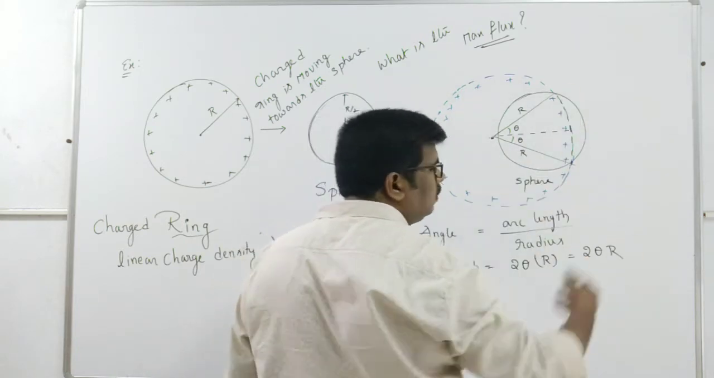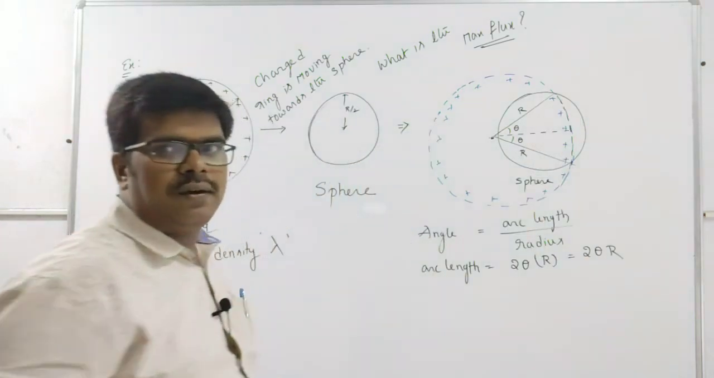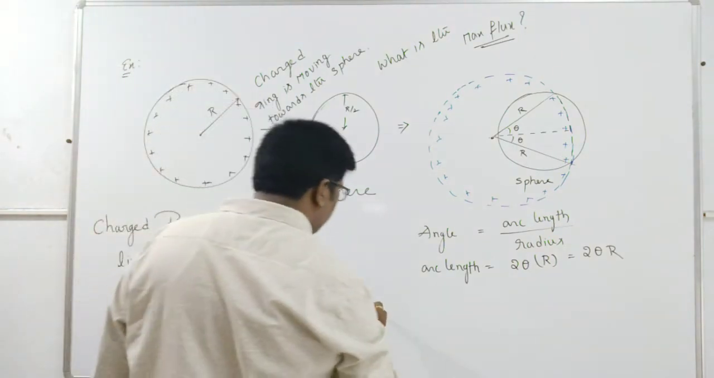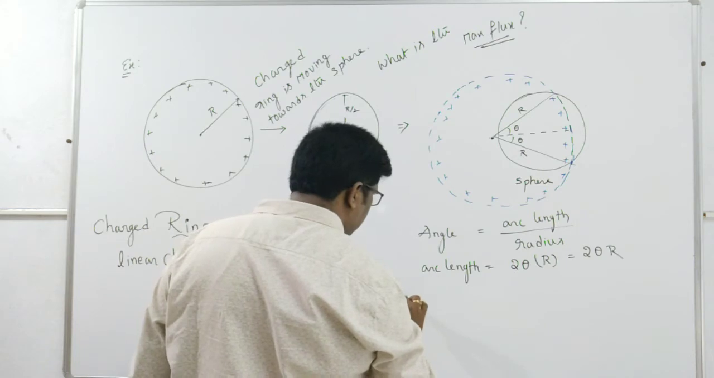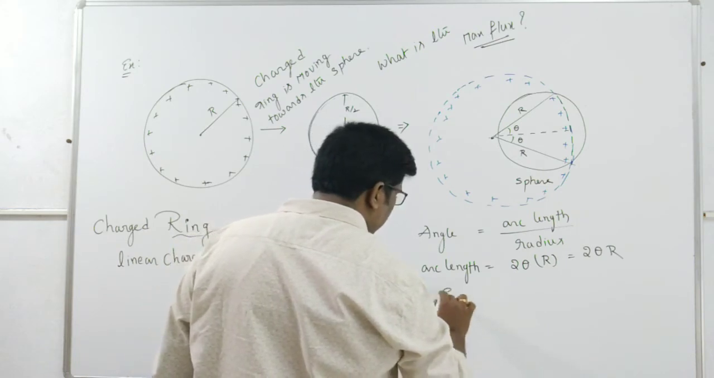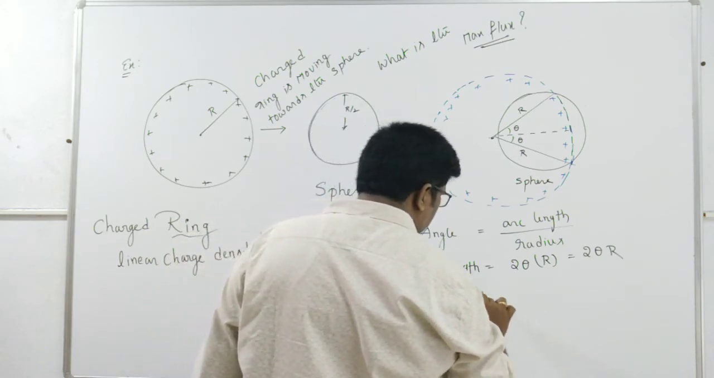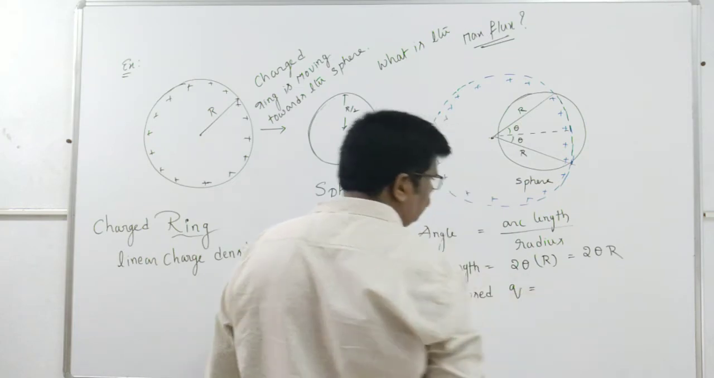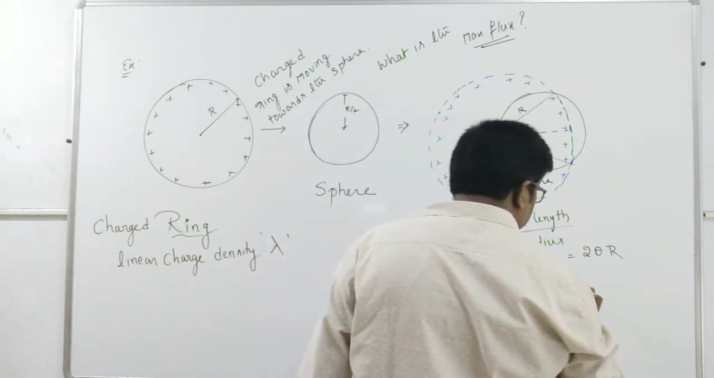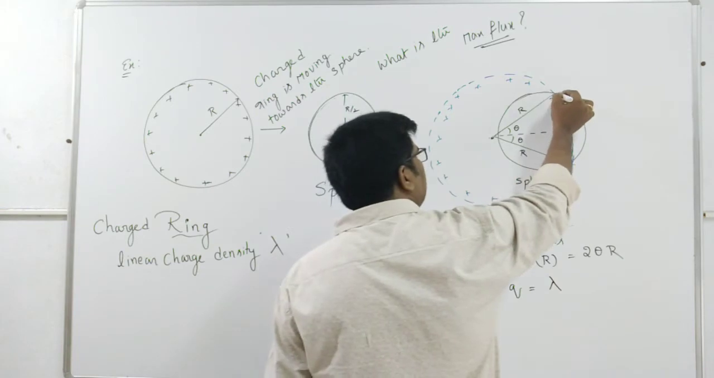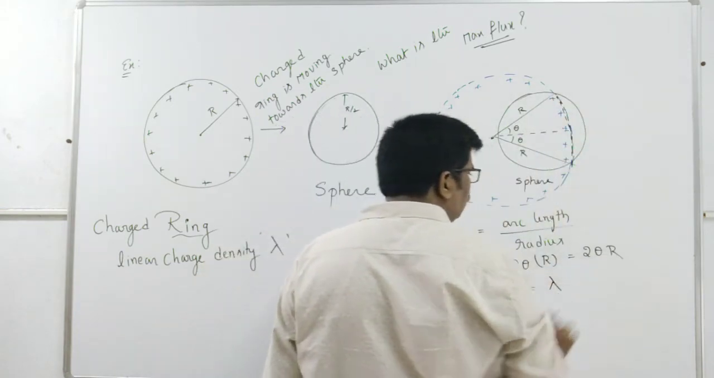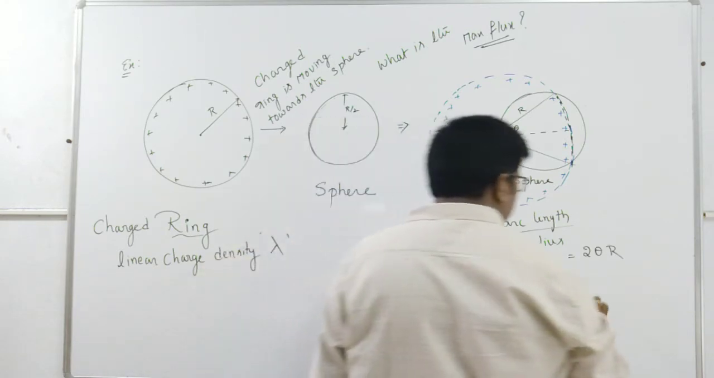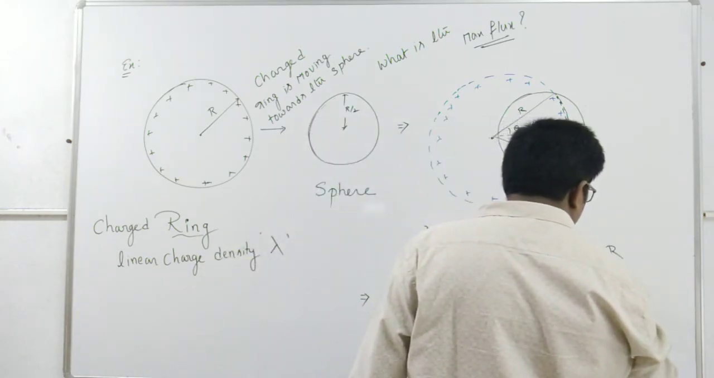Length of the chord into linear charge density means how much charge is enclosed, we can find it out. So how much charge is present, we can write as charge enclosed Q is equal to linear charge density into this length of the ring. So this length is nothing but 2 theta into r.